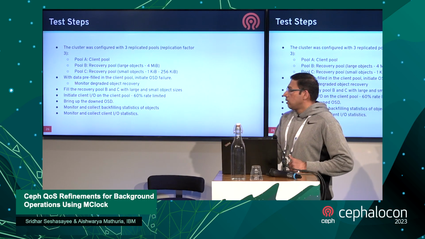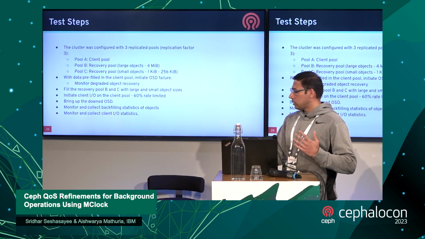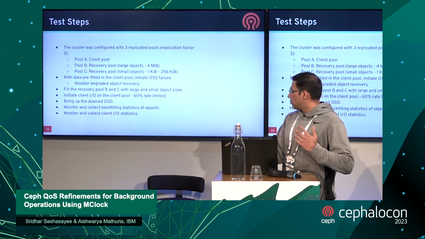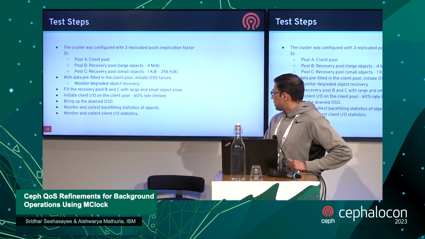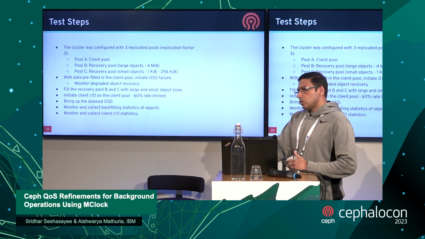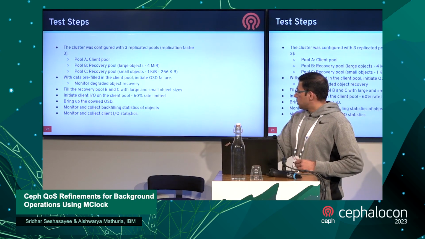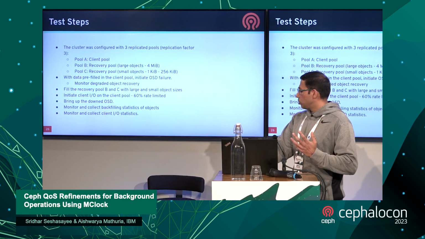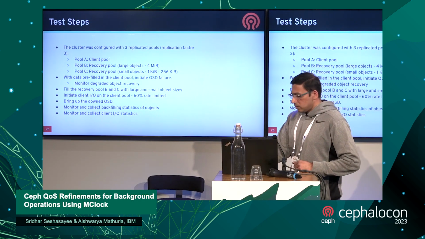The idea being clients would not always be running full throttle to saturate the disk, so we thought that a 60% rate limit on that specific client op is sufficient. Once the client ops are started, we brought up the downed OSD. What this does is start the backfilling process. And once the backfilling starts, we again start to monitor and collect all the necessary metrics.